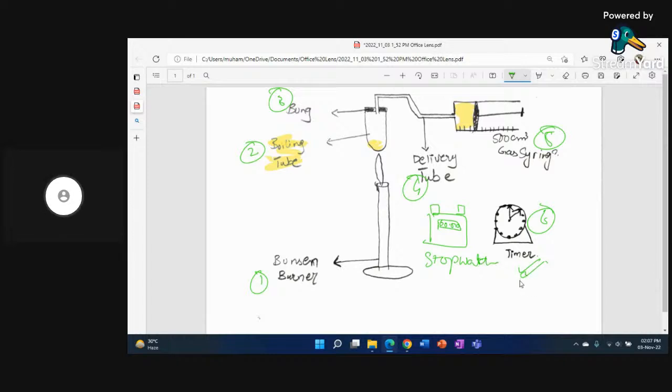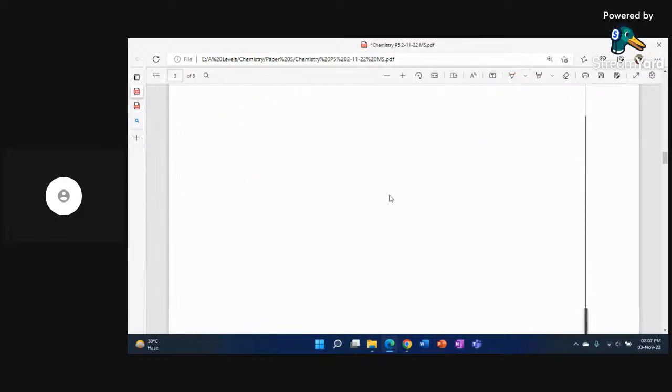So for measuring the rate of reaction, you have to use a timer or a stopwatch. Okay, and you have to show the graduations on the syringe. Okay, moving on to the next question part.